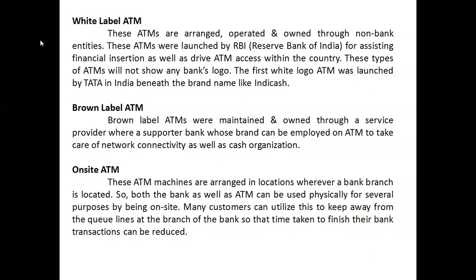And the brown label ATM machine. A brown label ATM machine is one where a service provider supports the bank, whose brand can be employed on the ATM, and takes care of network connections. And the on-site ATM: this is arranged at the location where the bank is located. So the bank as well as the ATM can be physically present to serve the purpose of being on the site. So it's an on-site ATM.